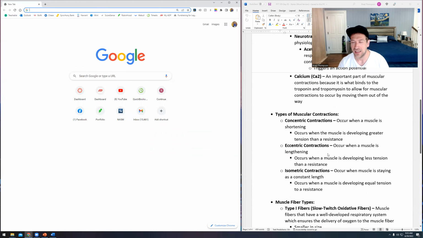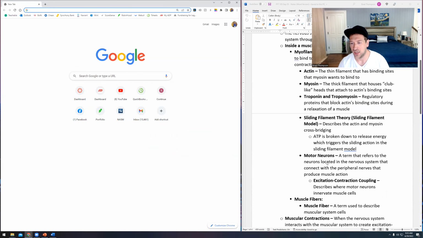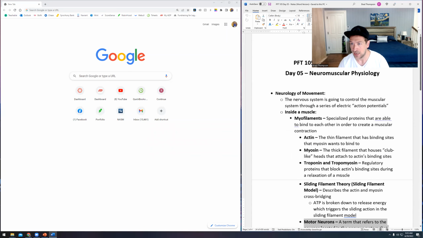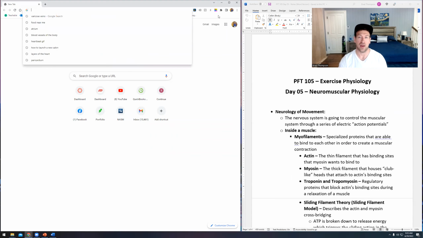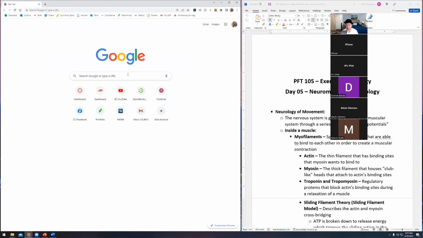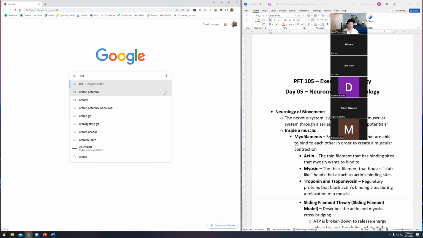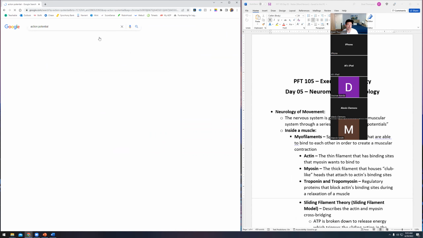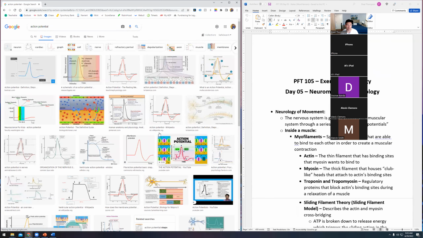We're going to talk about how these motor neurons are actually creating energy. Every neuron in your body is going to use electrolytes to generate an electric charge. So if we look at an action potential, what's basically happening is it kind of looks like this.